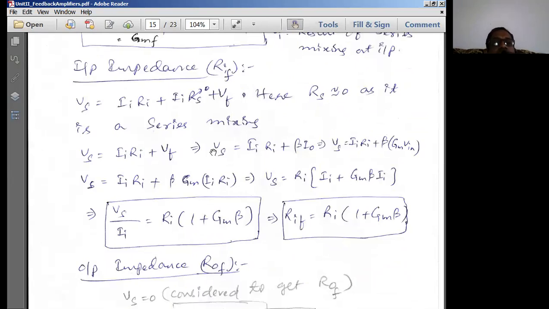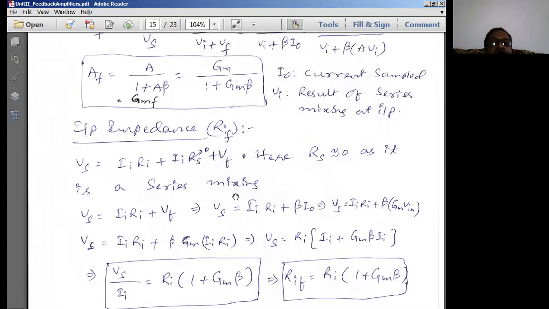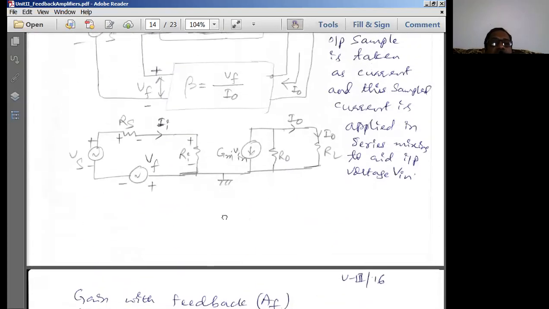Series mixing means the internal resistance of the voltage source should be approximated to 0. So Rs is the internal resistance of the voltage source, and I'll make it equal to 0. I can write Vs is equal to Ii Ri plus Vf, as it is allowed. So I'll expand this now, Ii Ri plus Vf. What is Vf? From the feedback factor we'll get Vf.